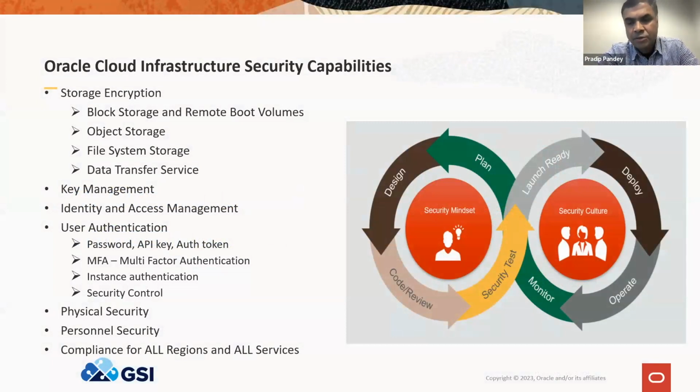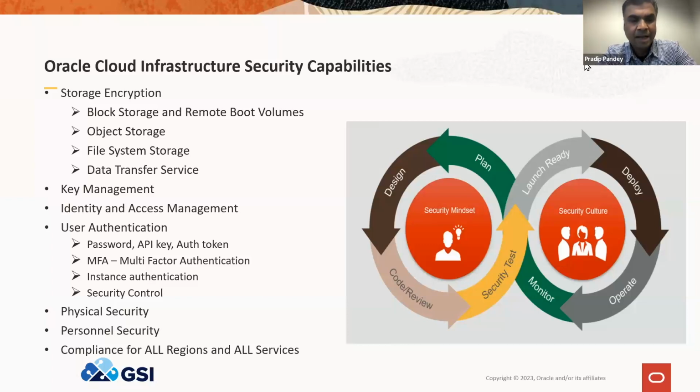So Oracle Cloud Infrastructure has a bunch of security capabilities. If a customer decides to onboard JD Edwards and deploy in OCI, OCI is short form for Oracle Cloud Infrastructure. It provides storage encryption at a block storage level, object storage level, file system storage, and data transfer service. So your data at disk is secured completely. It provides a key management solution where the key can be Oracle key or customer key, and they also provide key rotation services if your key is compromised.